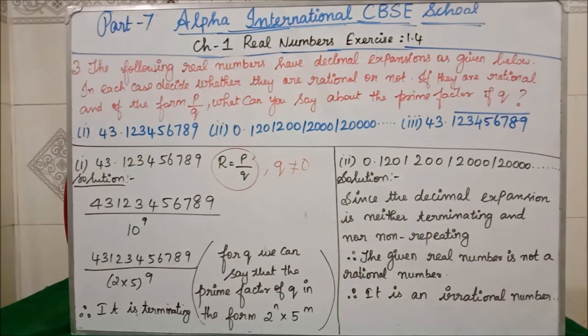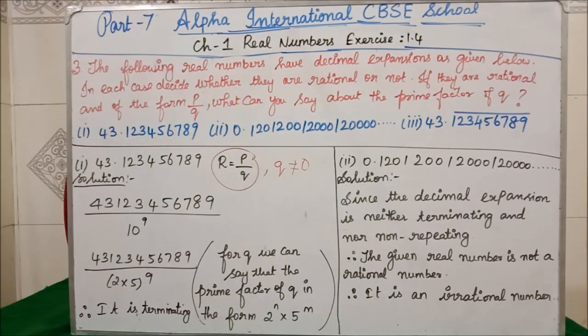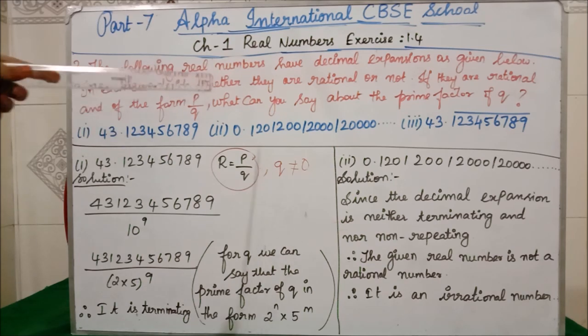is not terminating and non-repeating, the given real number is not a rational number. Why? We cannot write it in the form of P by Q, isn't it? Rational number means we have to write it in the form P by Q. Since we cannot write this in P by Q form, it is not a rational number.